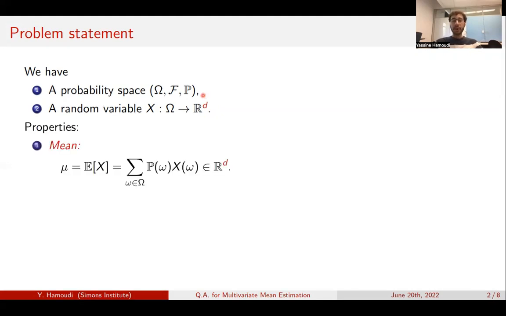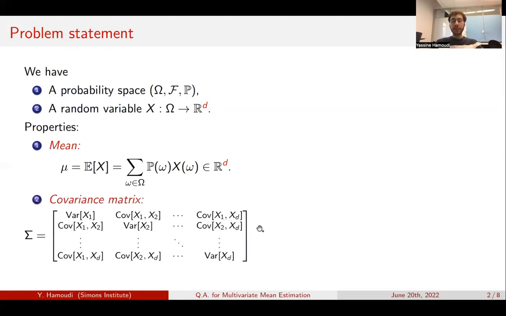The most important property for the mean estimation problem is the expectation of the random variable, denoted by mu. And we will also use the covariance matrix denoted by sigma, and in particular the diagonal of this matrix, which encodes the variance of the d marginal distributions corresponding to each of the d coordinates of x. The goal of the mean estimation problem is to produce as output a vector of dimension d, which is a good approximation of the mean mu.